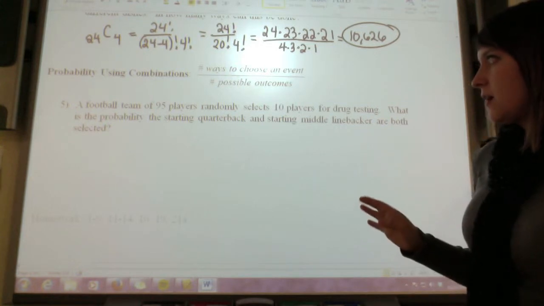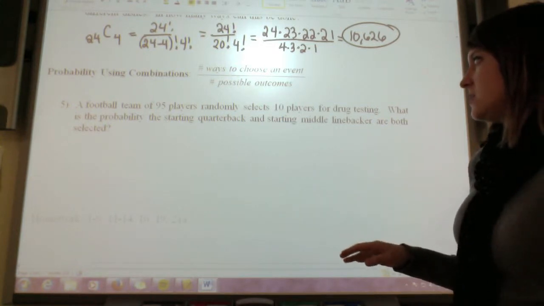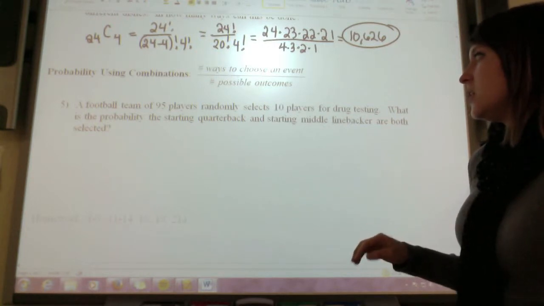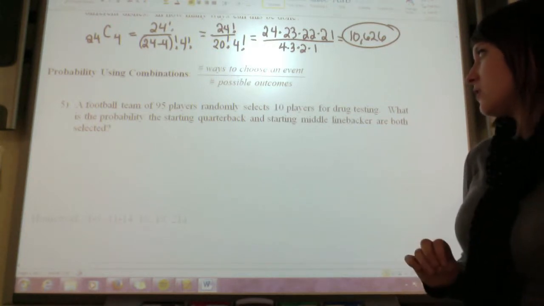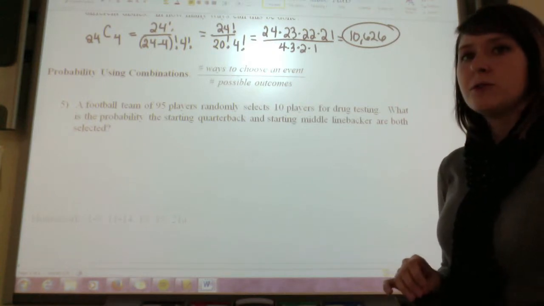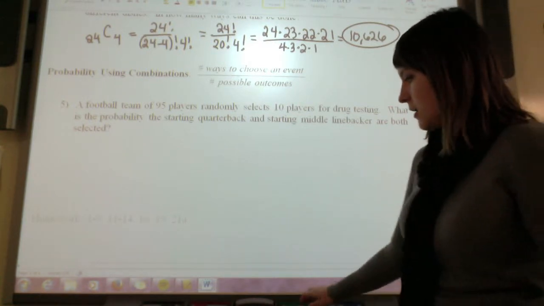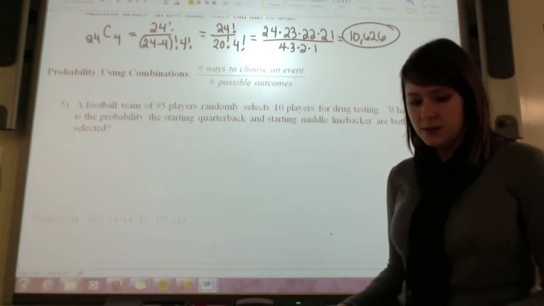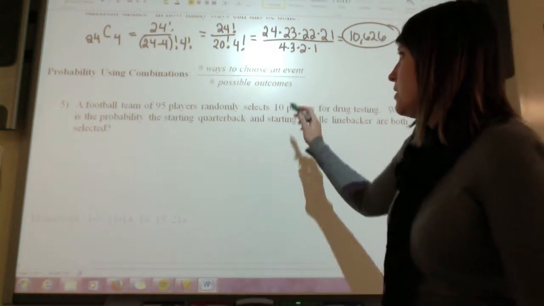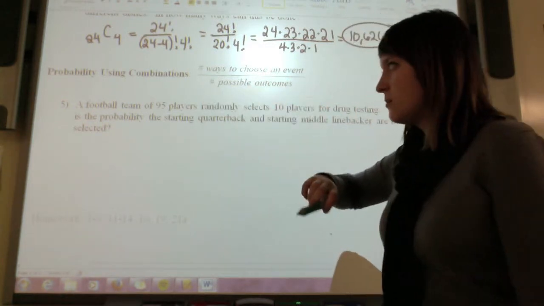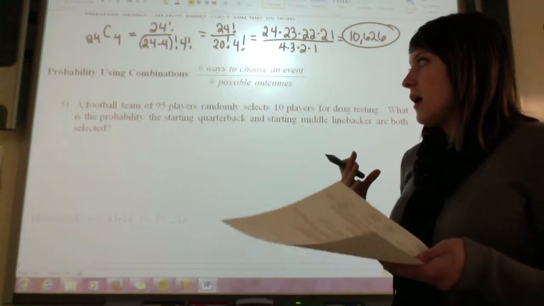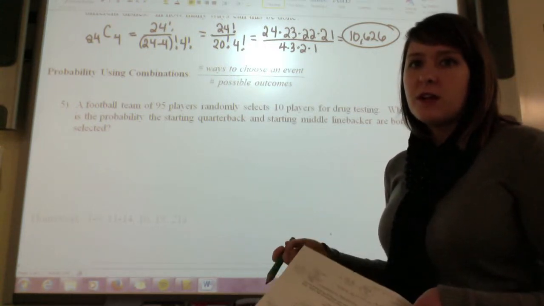But basically, if I have a football team of 95 players, and I'm randomly selecting 10 players for drug testing, I want to find the probability that the starting quarterback and the starting middle linebacker are both selected for that drug testing. Again, we're assuming that this is a random selection. So if I want to think about the number of total possible outcomes, well, I am randomly choosing 10 people from a group of 95.